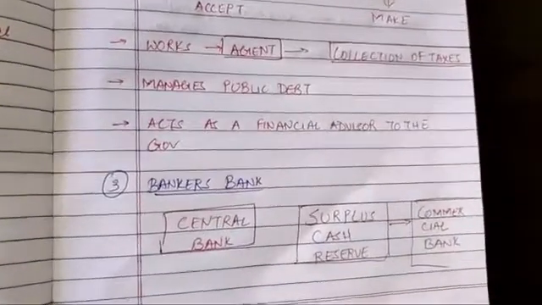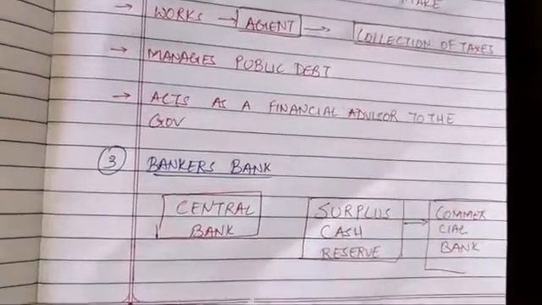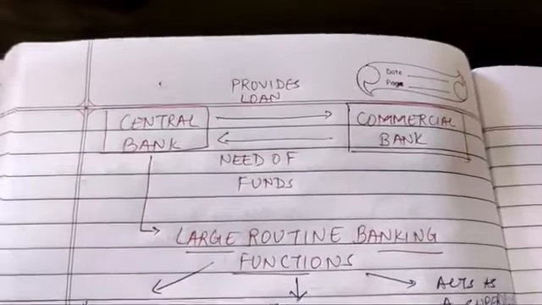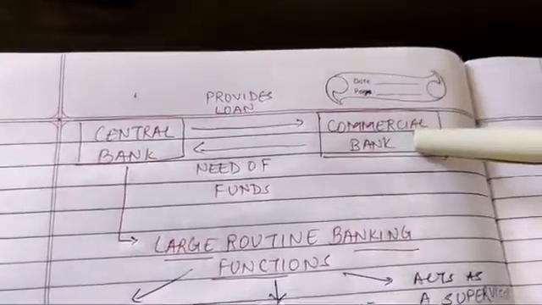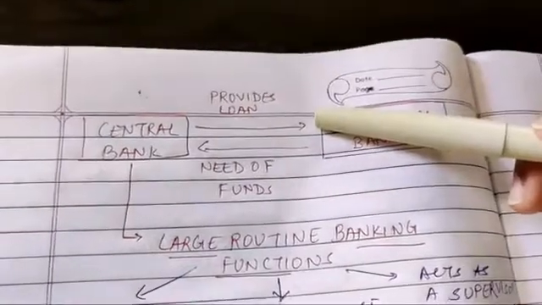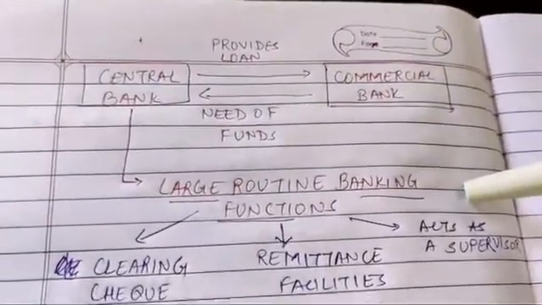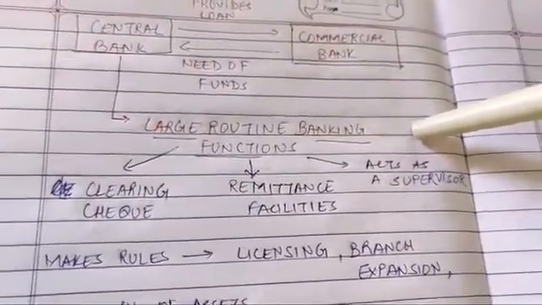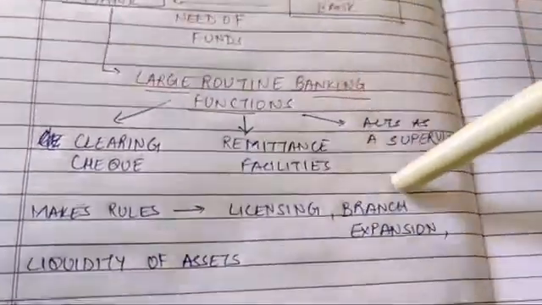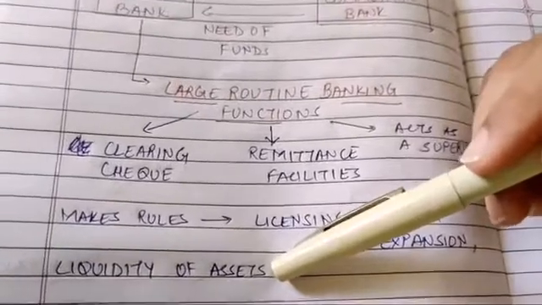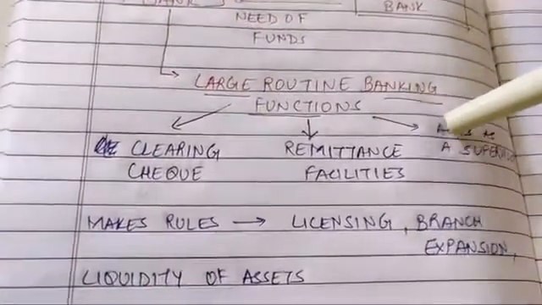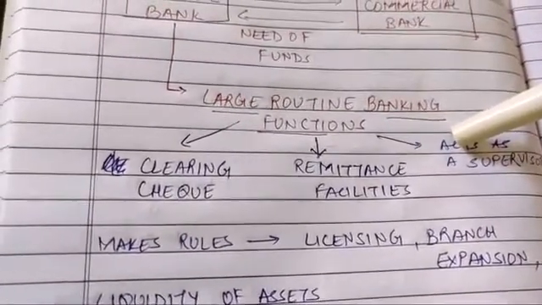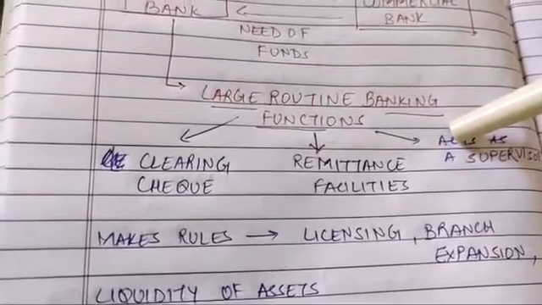Now, banker's bank: the central bank holds the surplus cash reserves of commercial banks. As central bank has surplus cash reserves of commercial banks, whenever commercial banks need funds, central bank provides loans to them. It has certain routine banking functions as well, like cheque clearing, remittance facilities, and acts as a supervisor. The central bank also makes rules like licensing, branch expansion, liquidity of assets. In this way, control is exercised by periodic inspection of banks and the returns filed by them as well. Amalgamation, like merging of banks, and liquidation are handled by the central bank.